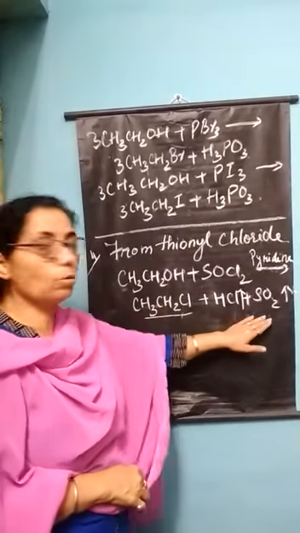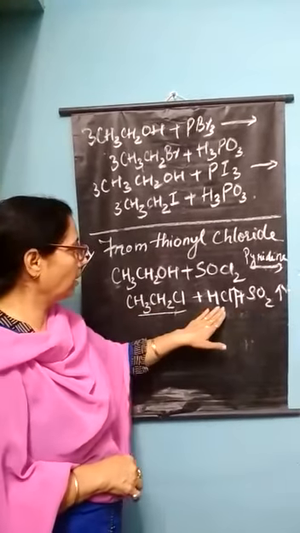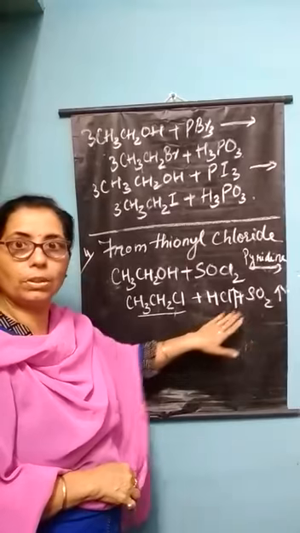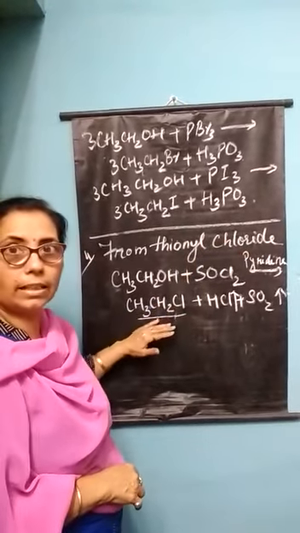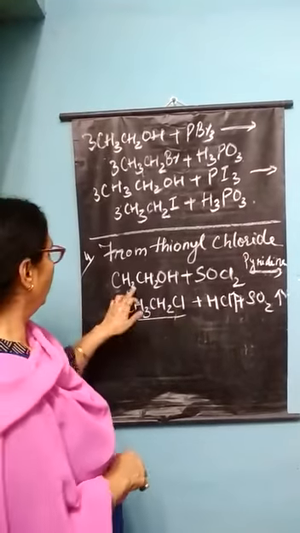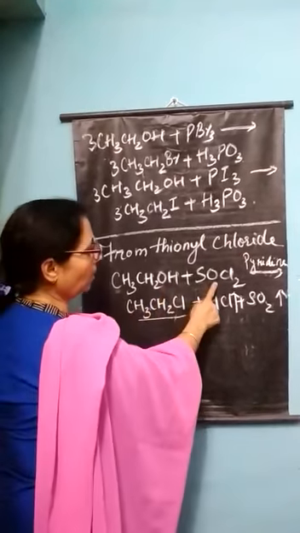Because in this, the two byproducts which you are getting, that is HCl and SO2, both are gases and they both evaporate and pure clear alkyl halide is prepared. In this, alcohol is treated with thionyl chloride.